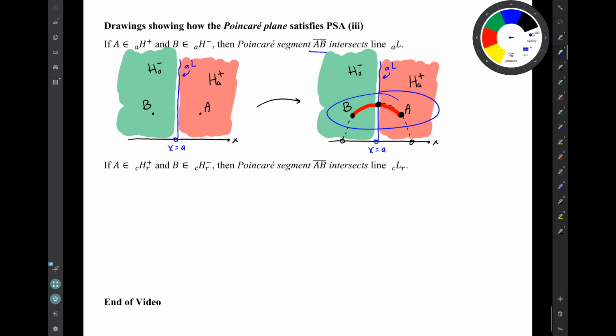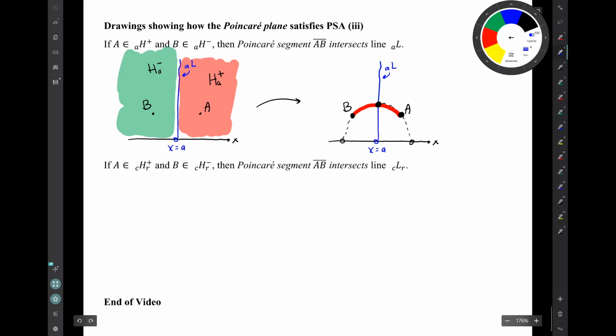Now in fact the second drawing might be clearer if I did not include the half planes, because the then part of the statement, Poincaré segment AB intersects that type 1 line, doesn't mention anything about the half-planes. So in fact, in this right drawing, I'm going to get rid of the drawings of the half-planes and just include the things that are mentioned in this statement. Now you see that that right drawing only includes objects that are mentioned in that statement.